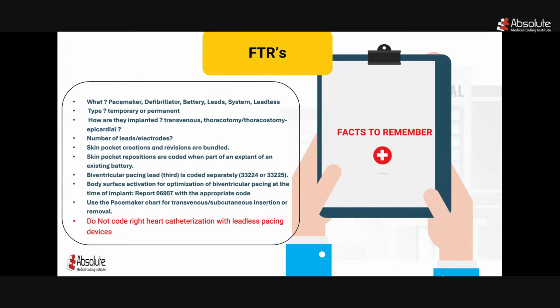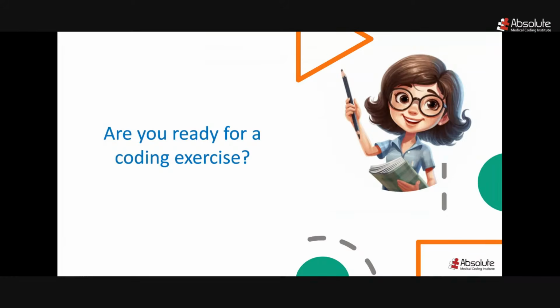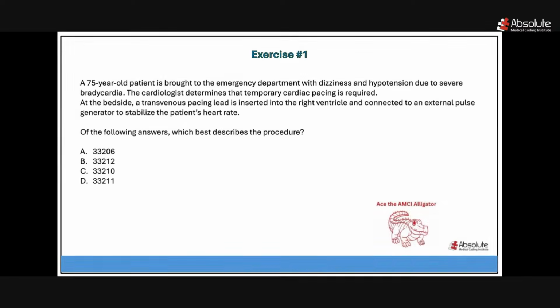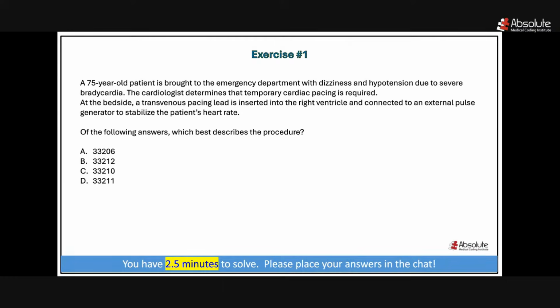All right, so are you ready for some coding exercises on cardiac pacemaker and defibrillator? Are you all ready? I know you all are. So let's begin. Here's exercise number one: of the following answers, which best describes the procedure? Option A, 33206. Option B, 33212. Option C, 33210. Option D, 33211.